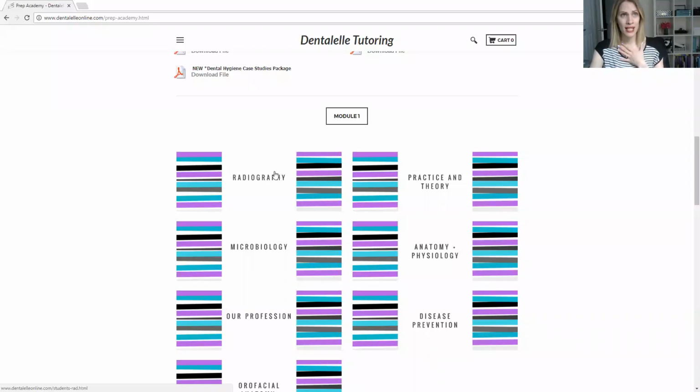So let me share my screen here, everybody. As always, I like to share my screen. So can everybody see me and my screen okay?